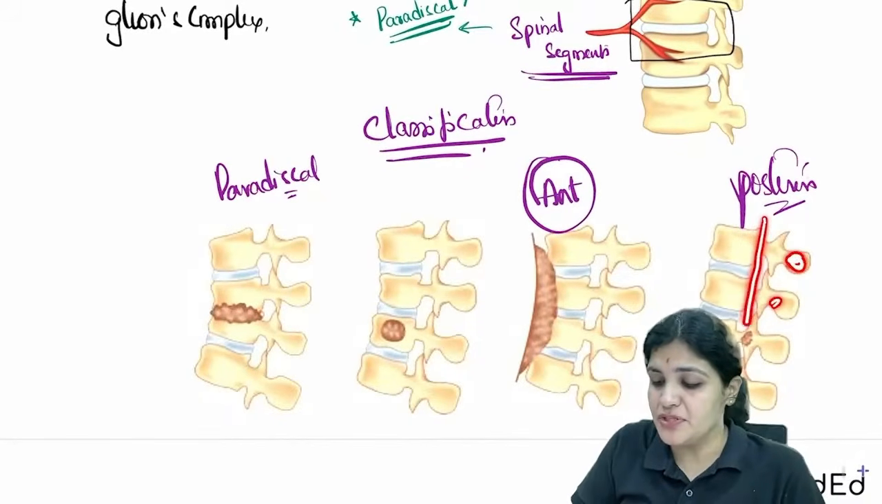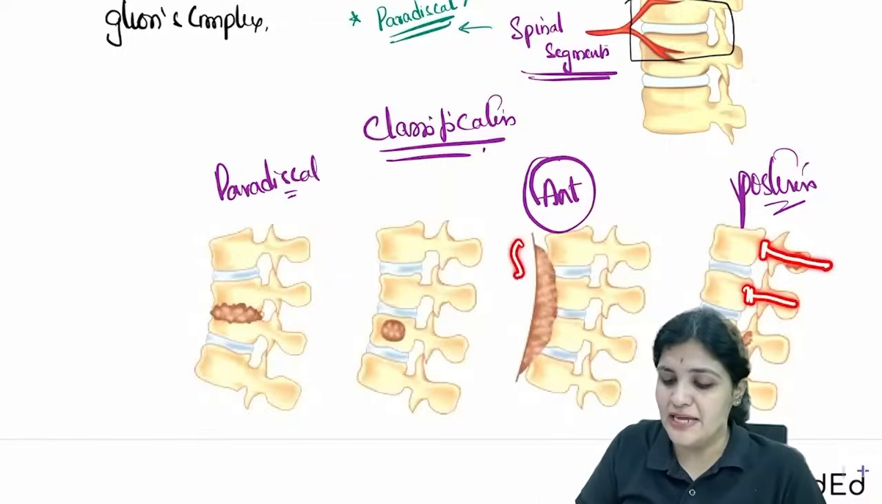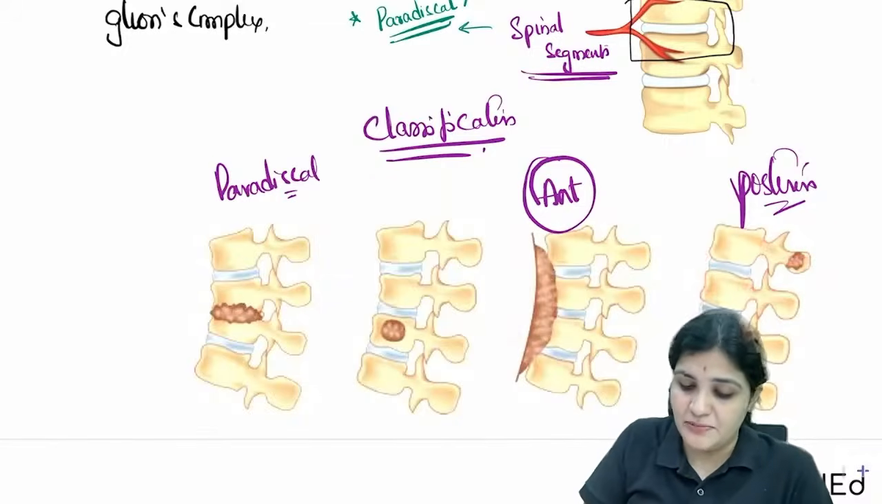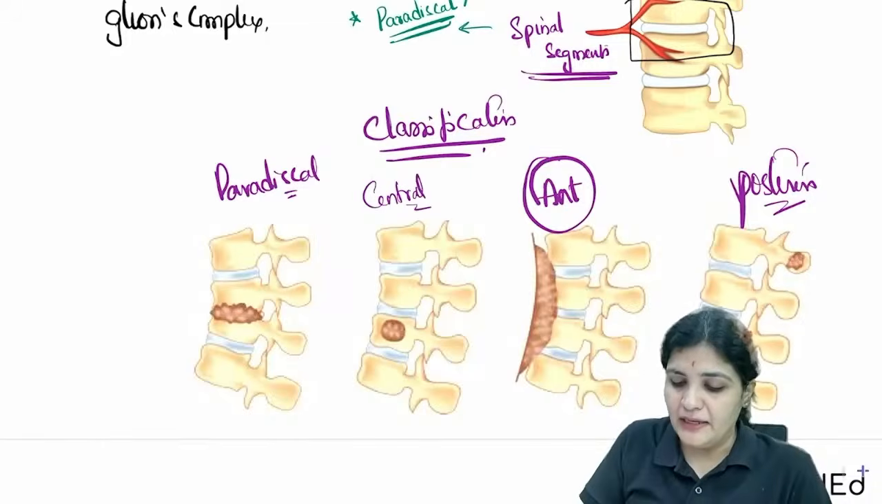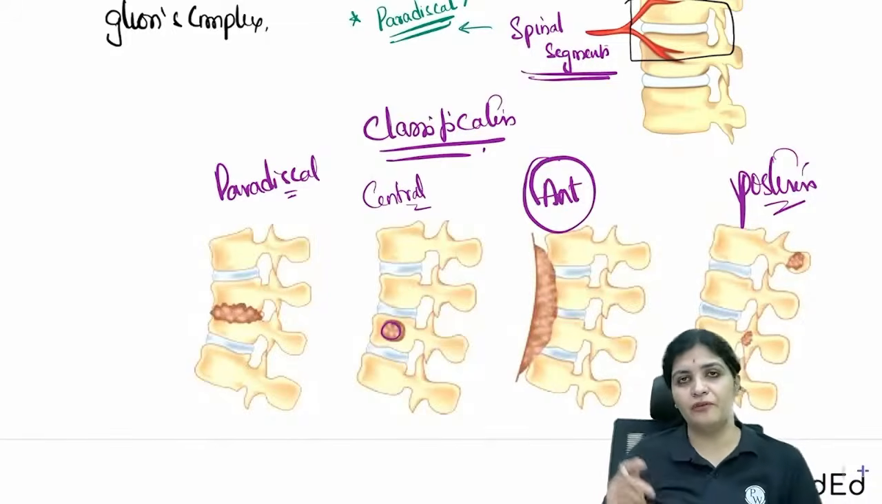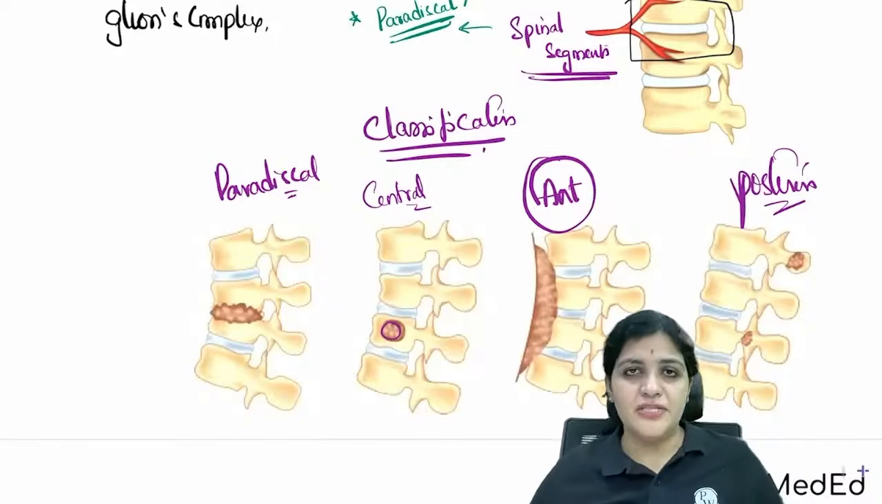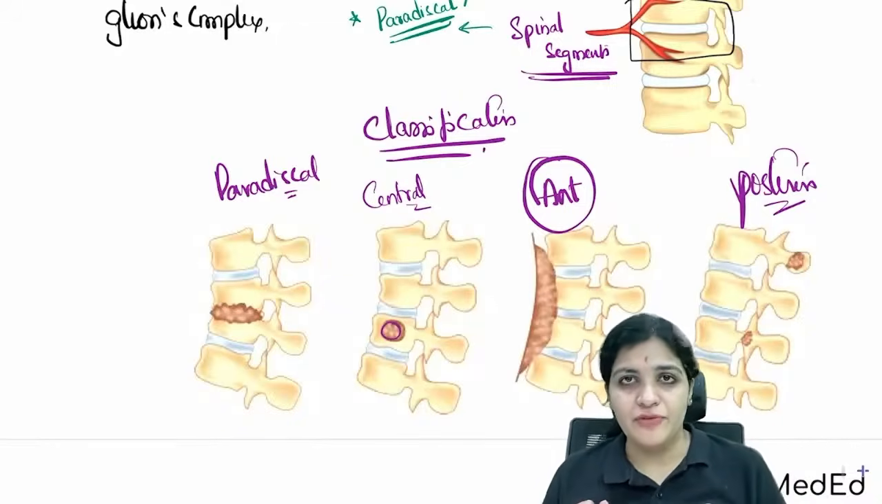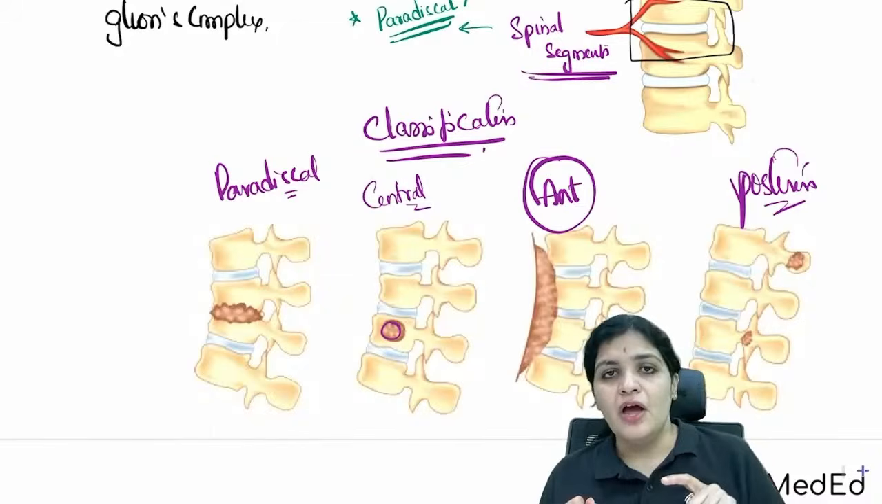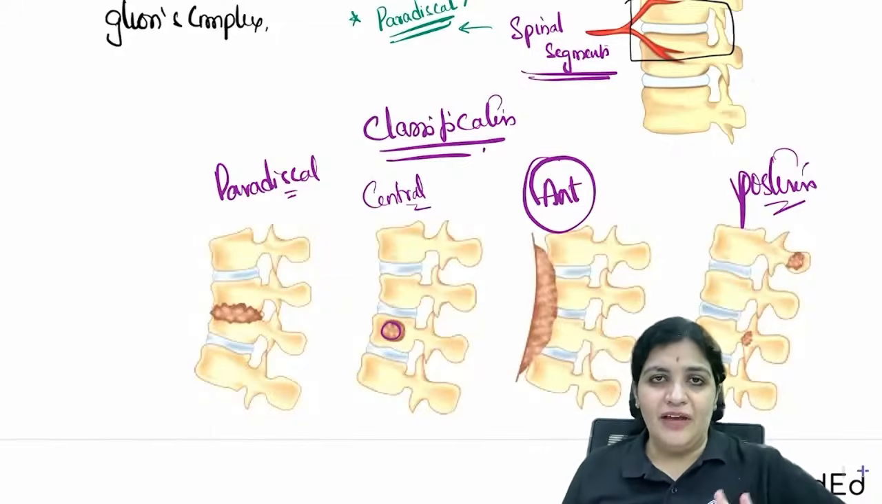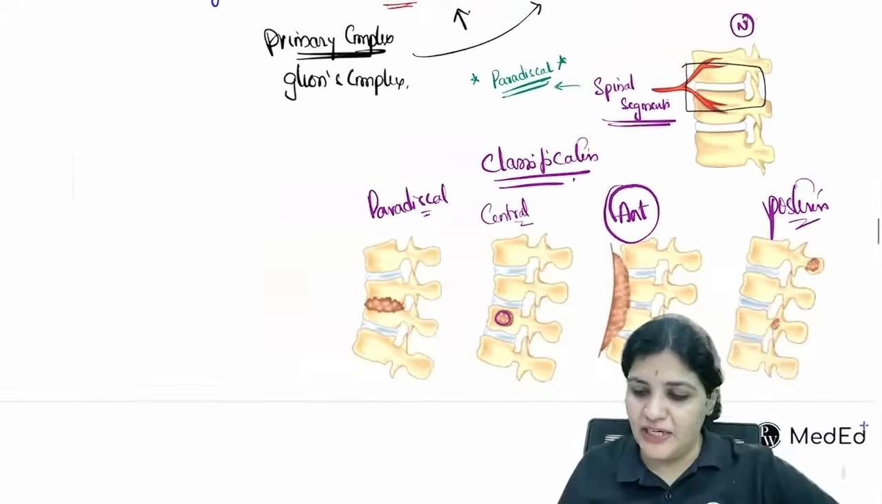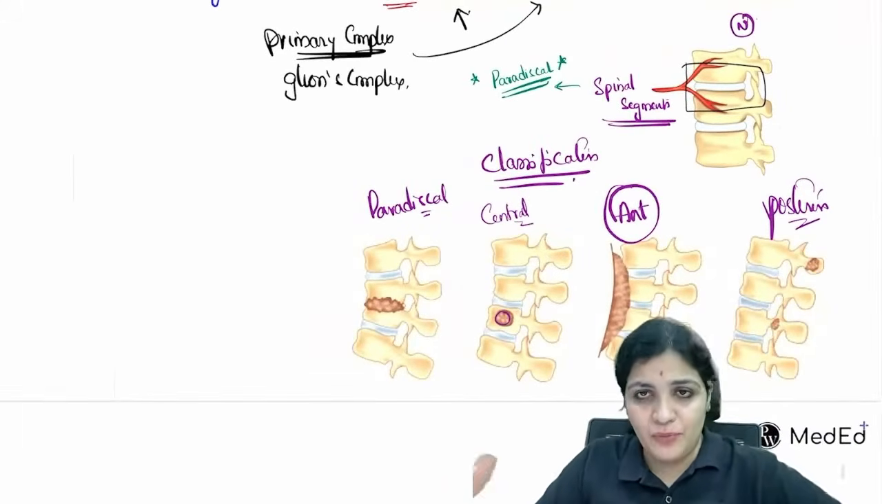So posterior, these are the posterior elements, right? It starts from the spinous process. So this is your spinous process. These are the transverse processes. This is a pedicle here. So from the pedicle, this is the posterior aspect. So this is the anterior, this is the posterior, and now comes the central. So central is nothing but here in the center of the body, the body of the vertebra. So that is your central. So this is the classification which you have to remember. So anterior, posterior, central, or vertebral it is called, and then we have the paradiscal. So this is the classification, and this is the pathology, how this is spreading.